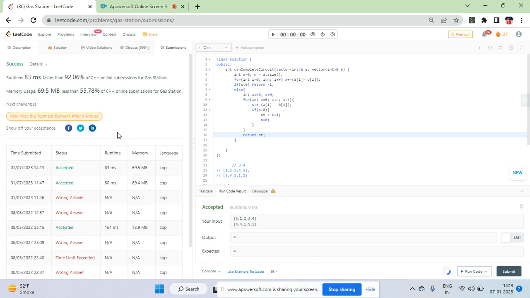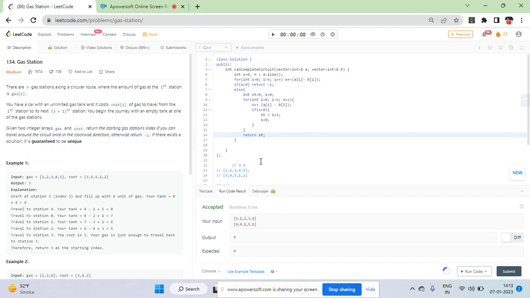Okay, cool, pretty good efficiency. And that's about it, today's daily LeetCode problem.